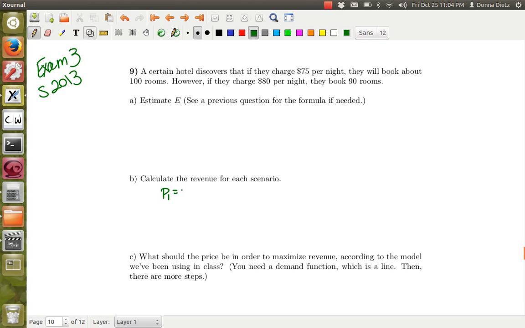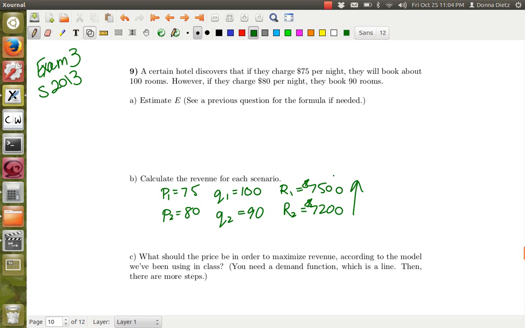price 1 is 75, Q1 is 100, revenue 1 is 7500, and price 2 is 80, quantity 2 is 90, 7200. Right there you see you want the revenue to go up in that direction. You want the quantity to go up, and that means the price has to go down.